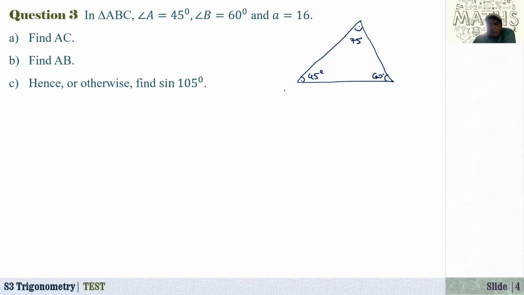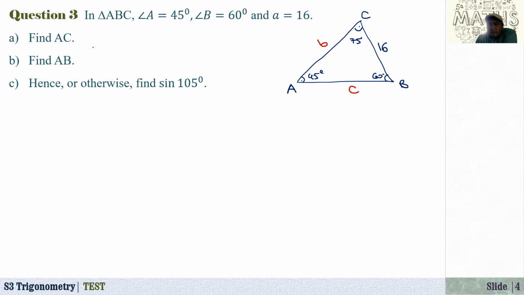And the angle A, 45, so this side is A. Angle B, 60, this vertex is B, and this vertex C. It's also given that the length of A is equal to 16. So what is the question? Let's say this is B and also C. We don't know B and C. This length is B and this one is C.